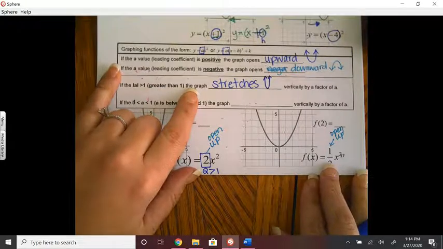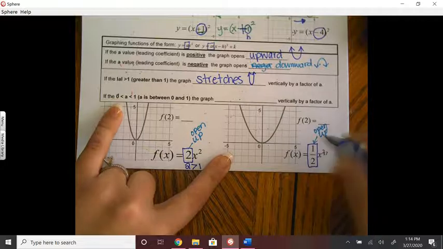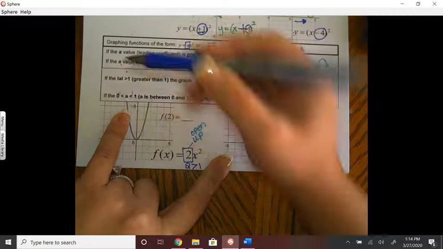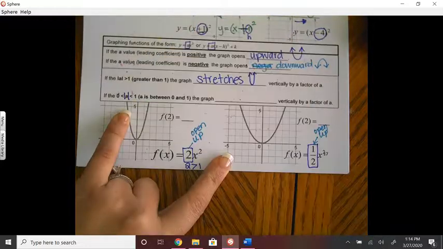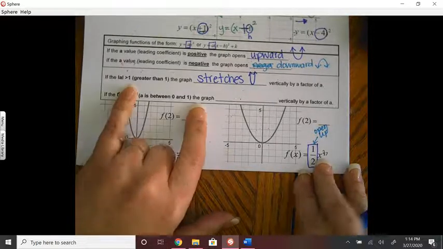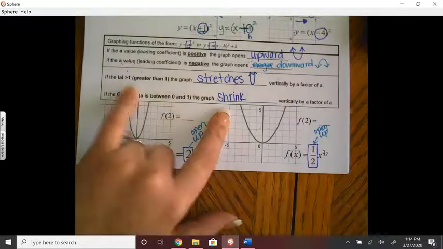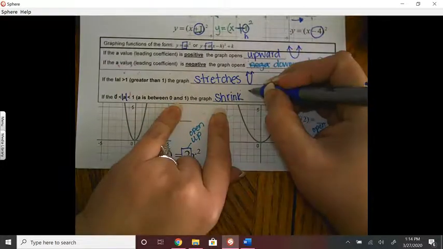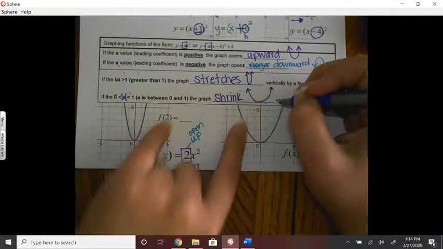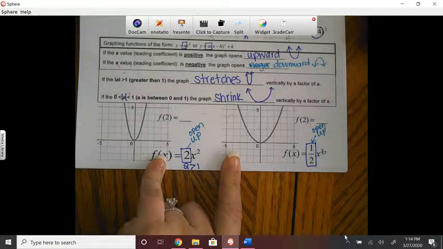Okay. If the number in the front here, the leading coefficient, the absolute value, is in between 0 and 1, the graph is going to shrink. And I know this is weird, but shrinking on a graph makes it look wider, actually. We'll talk about why that is in a moment here. So it has two important roles, the number in the very front.